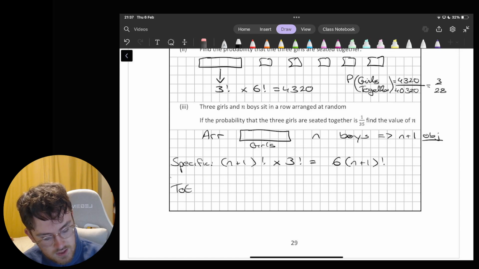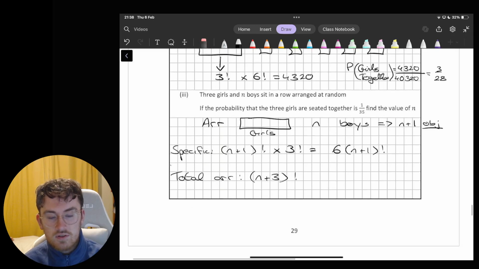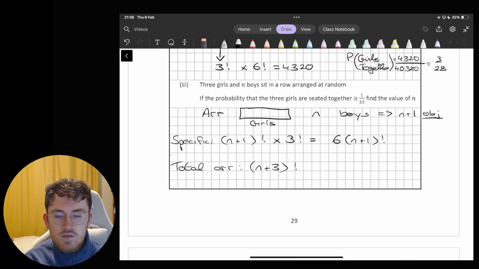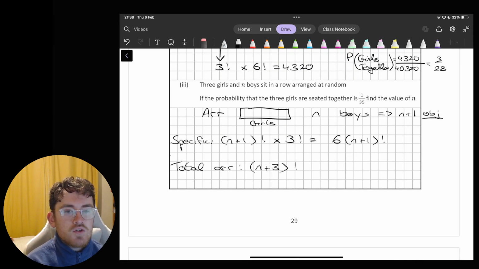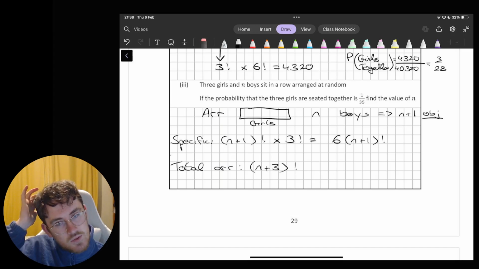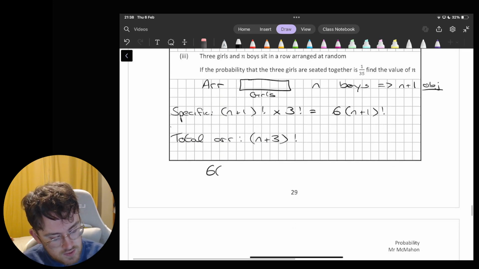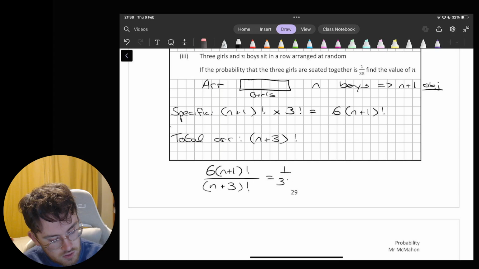The total way of arranging all of these people, girls and boys, is n plus 3 factorial. So in this specific case where I want the girls to be together, there are n plus 1 ways of arranging this block of girls and all of the n boys. And we also consider the 3 factorial different ways of arranging the girls within their little block. So that's 6 times n plus 1 factorial. There's a total of n plus 3 factorial arrangements that can be done. So setting all of this up now, 6 times n plus 1 factorial over n plus 3 factorial should be equal to 1 over 35.